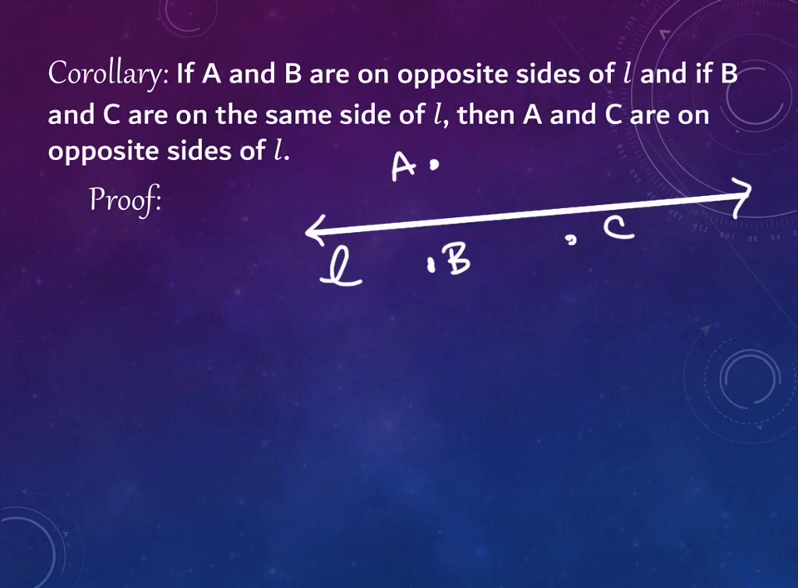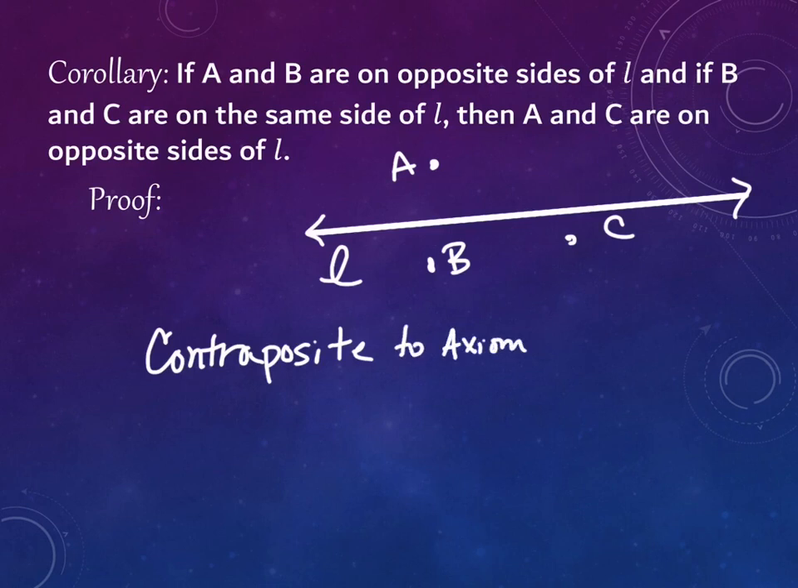The proof. All right, so the proof is actually the contrapositive. It's even easier than what I was trying to make it. I was trying to make it more difficult. The contrapositive to axiom B4, part 2. I don't have it on the slide, but we will look back at that to verify that.